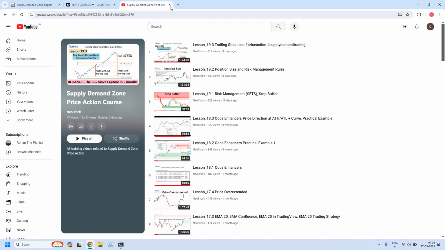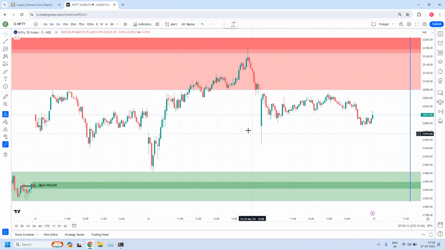Now let's get into the Nifty 50 analysis. It is going to be a very short video. Look into yesterday's price action. There is a very small narrow movement. We haven't seen much movement.